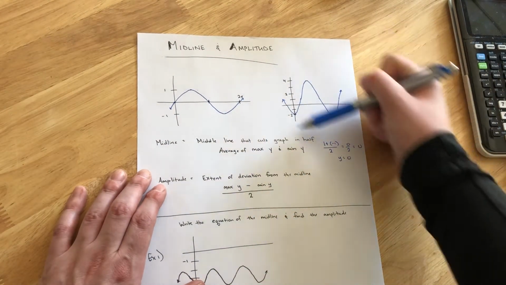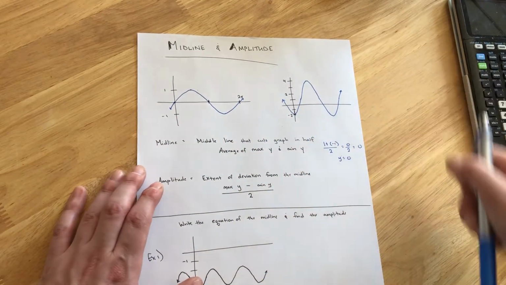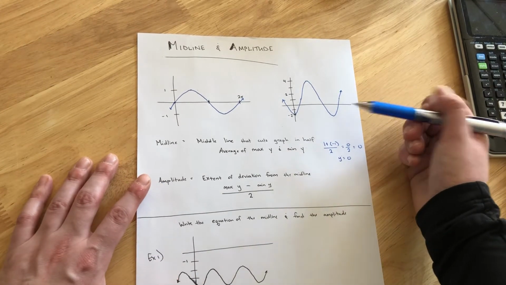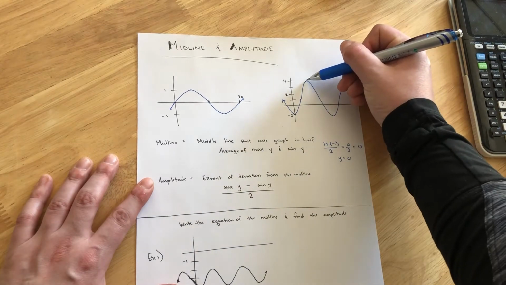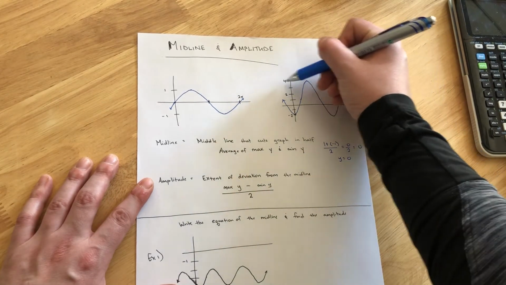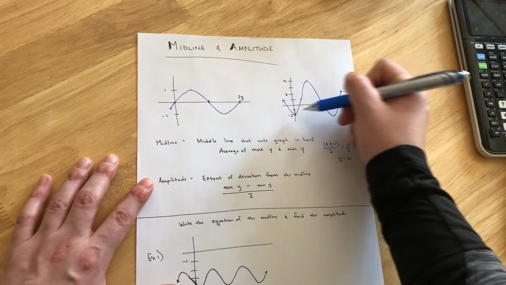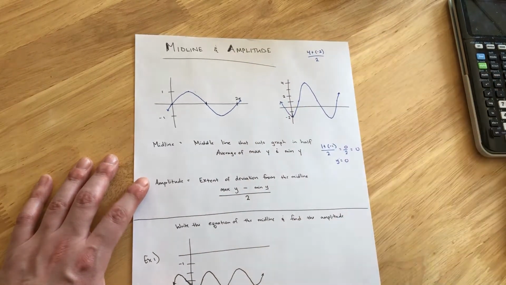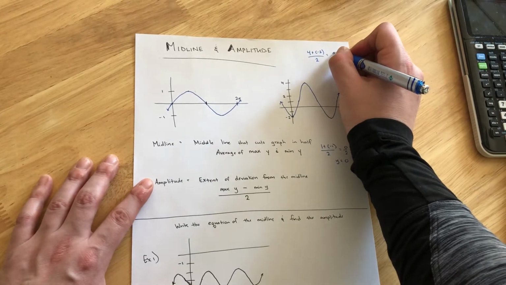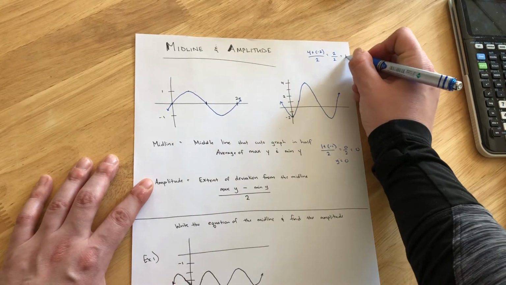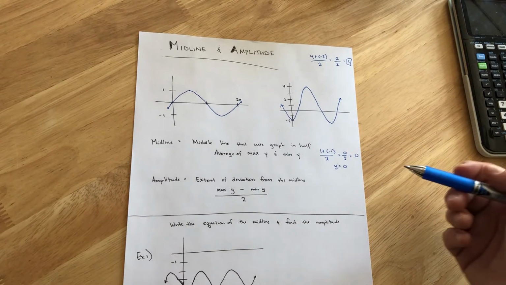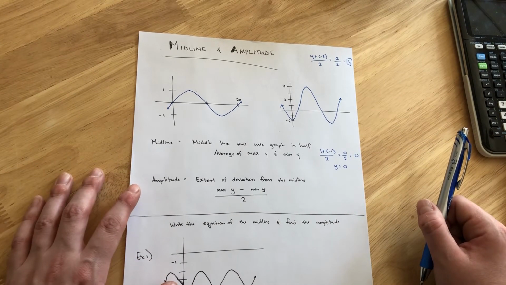For the top right graph, if we're looking for that midline, again, you might be able to spot it. But if you're not sure where it is, use that same formula. The maximum y is at a height of 4. The minimum y is at a height of -2. So if I take 4 plus -2 and divide by 2 to find their average, 4 plus -2 is 2, and 2 divided by 2 is 1. So y equals 1 is the midline of that top right graph.